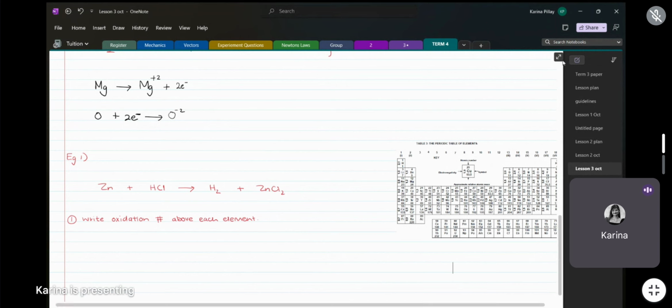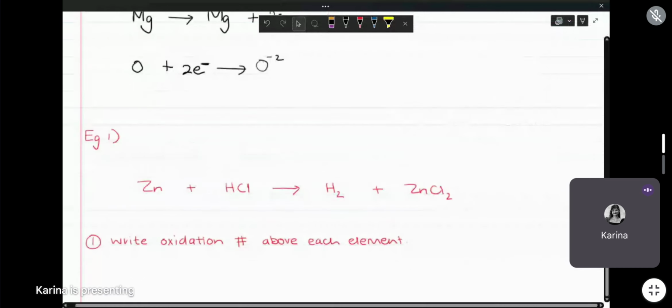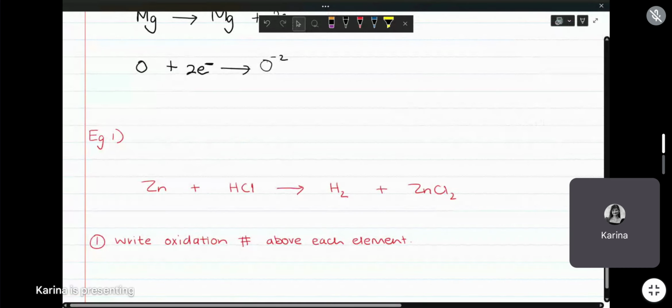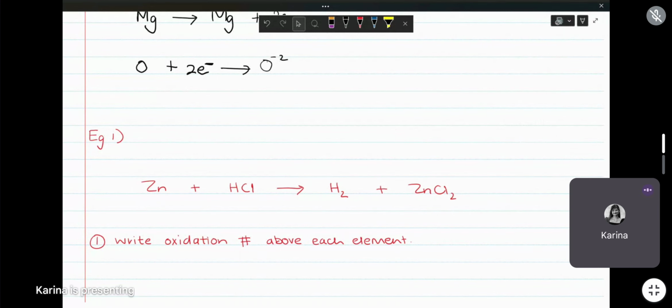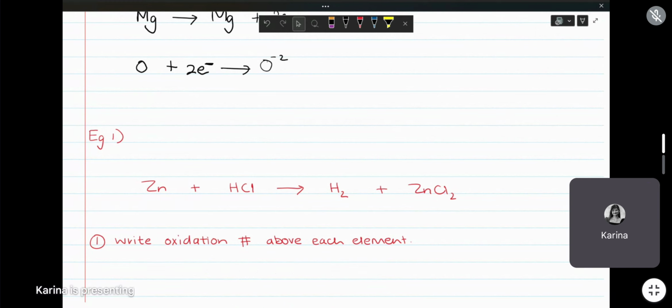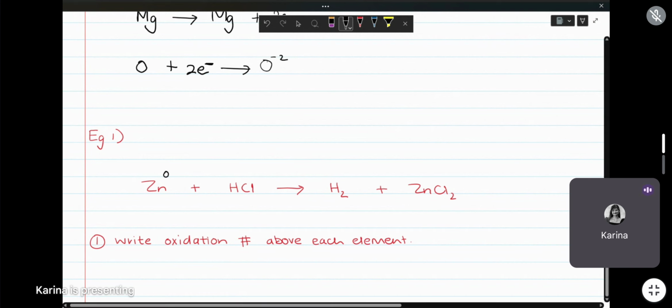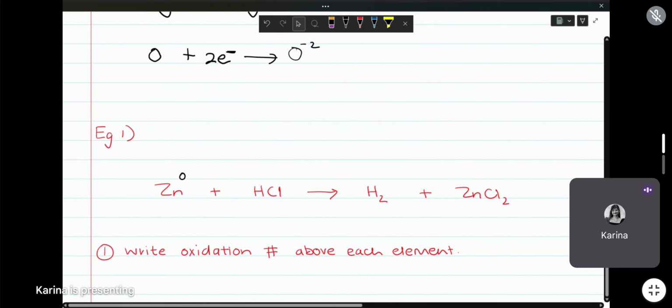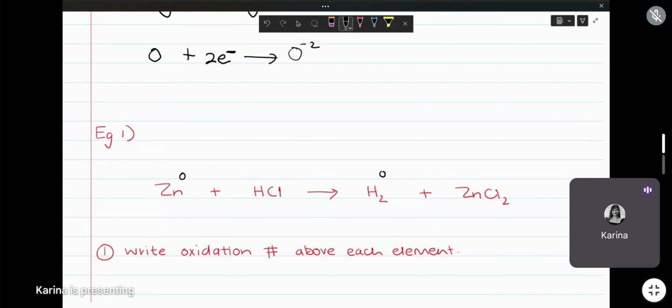Okay, let's continue now doing this. The first element we have is zinc, and zinc we can just say is a pure element. It's on its own, so its oxidation number is going to be 0. So using a different color on the top, I'm going to put a 0. Same with hydrogen gas, okay? It's by itself, it's a pure element, so it's going to be 0.